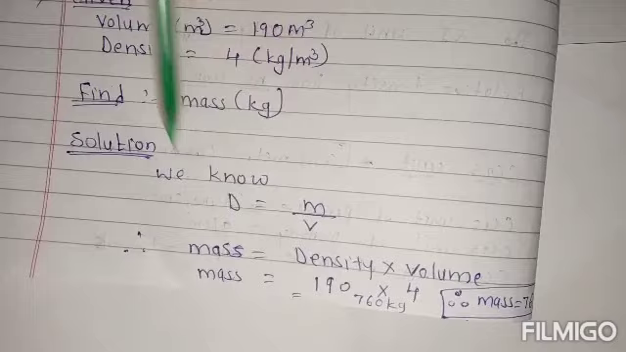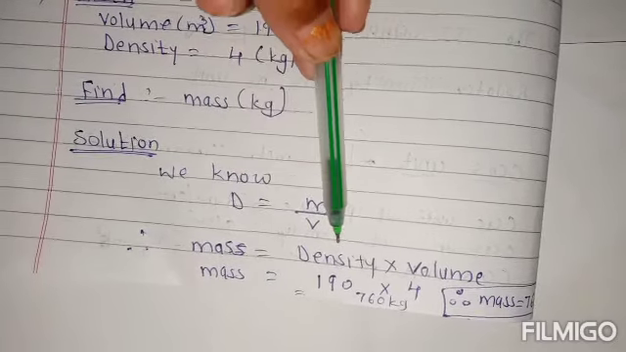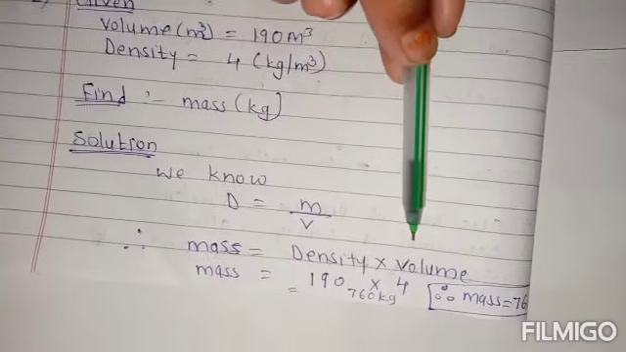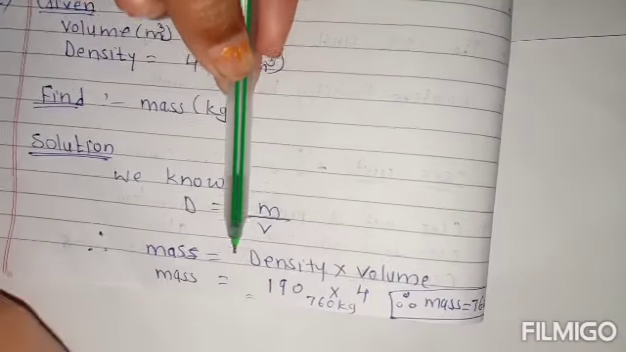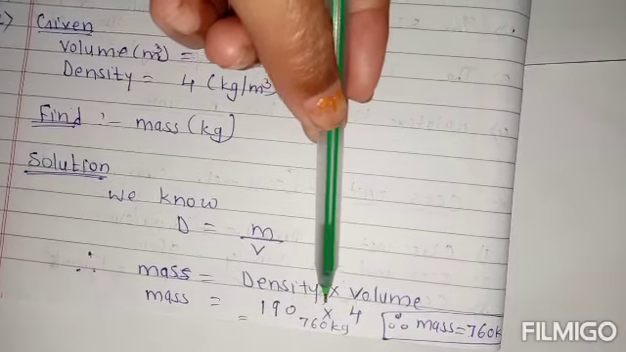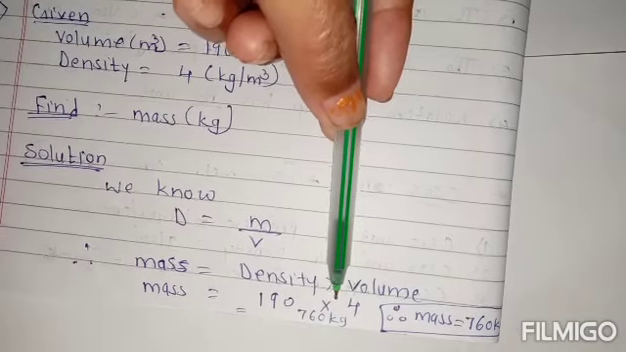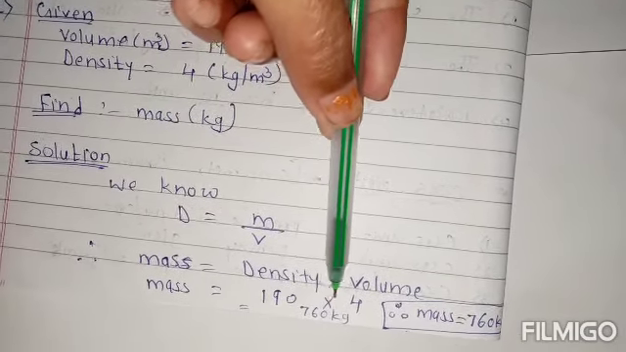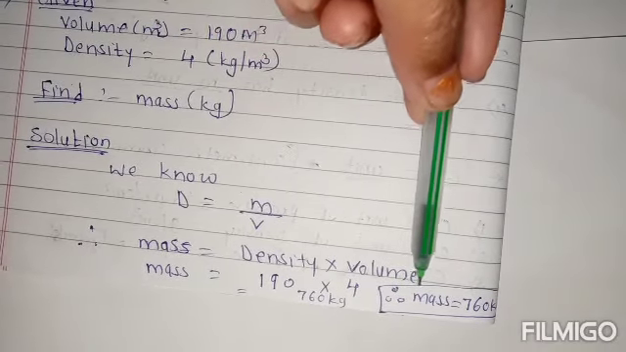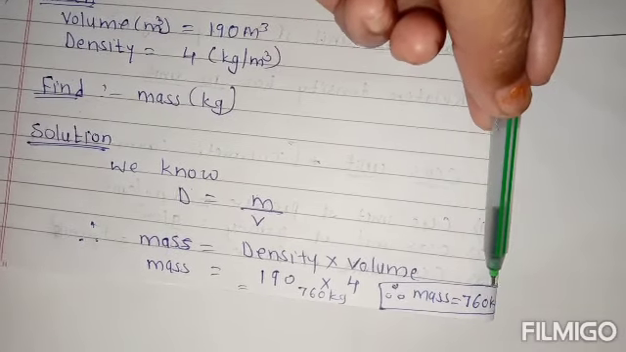Okay, so we have to find mass. So mass is equal to density into volume. So mass is equal to, density is given how much? 190. Density is given 190 into volume is given how much? Volume is given 4. So when you multiply, you get the answer. Mass is equal to 760 kg.